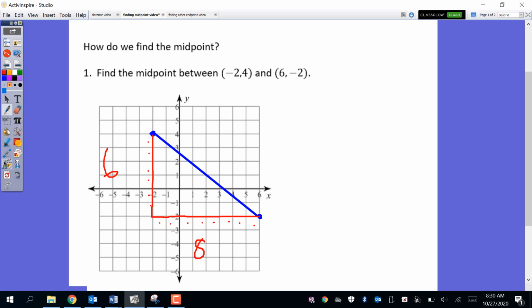So what are we going to do? Well, we want to find the point halfway in the middle. So I'm going to divide by 2, both of them. So 8 divided by 2 is 4. 6 divided by 2 is 3. So now that is how far you're counting. That's going to be halfway.